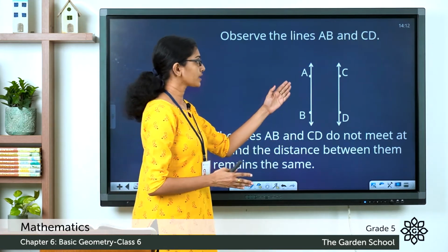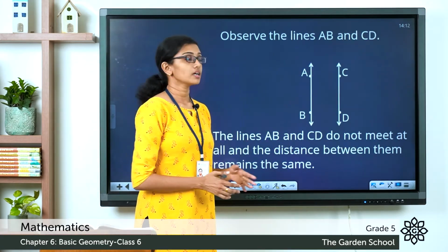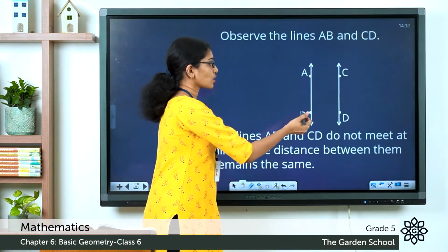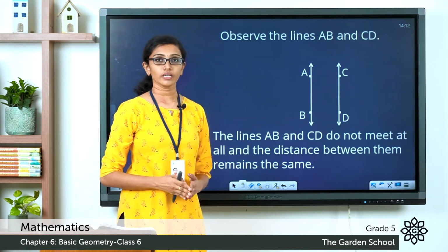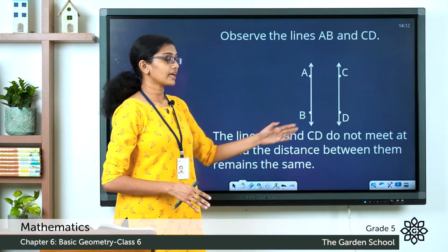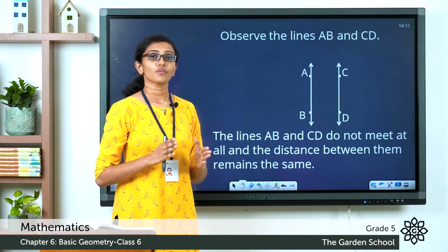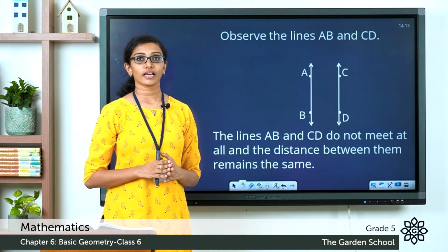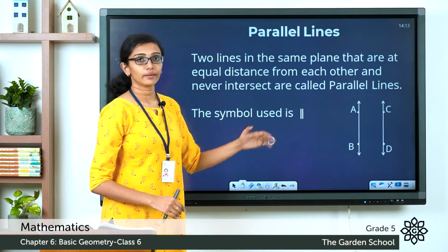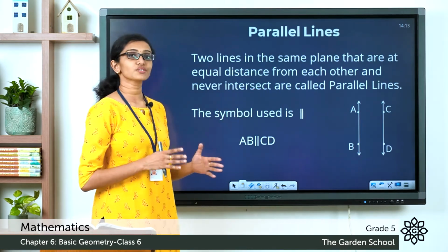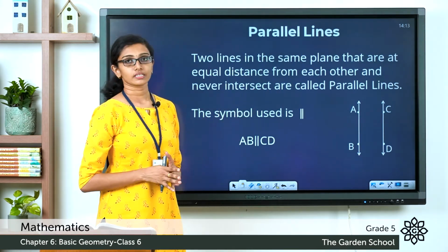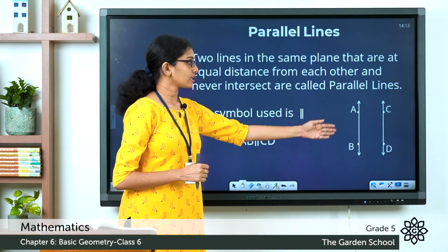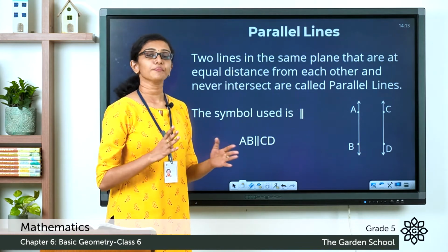And what about the points A, C and B, D? These points A and C are at the same distance as the points B and D, right? So all the points on this line AB are at the same distance from the points on line CD, right? So such lines, where the two lines are in the same plane, are at equal distance from each other and never intersect, are called parallel lines. Like in the previous case, AB and CD are parallel lines.